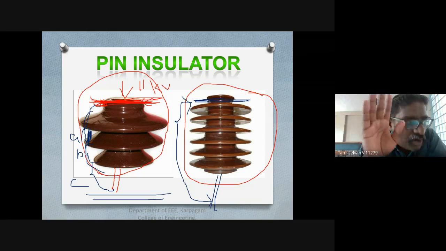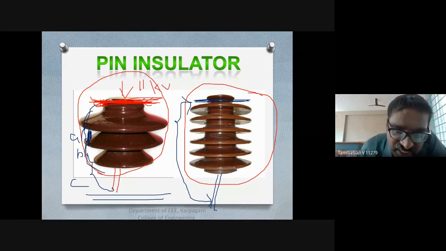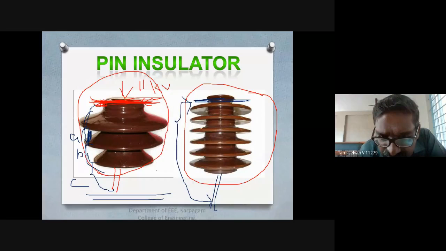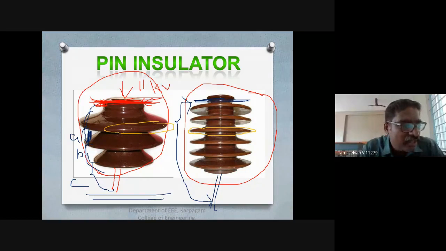If we want to avoid punctures, we need to provide sufficient thickness. See here, the sufficient thickness has to be provided, this disc thickness. If you want to avoid the puncture in your insulators, the insulator should have sufficient thickness of the porcelain, so that we can avoid the puncture due to the line voltage.